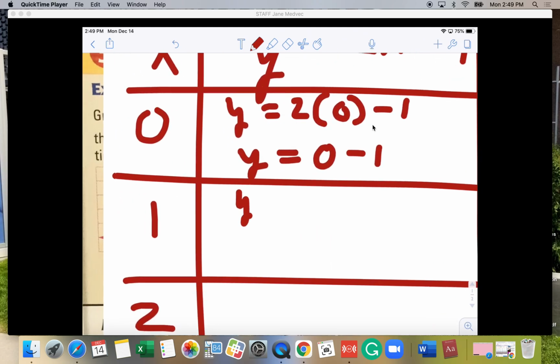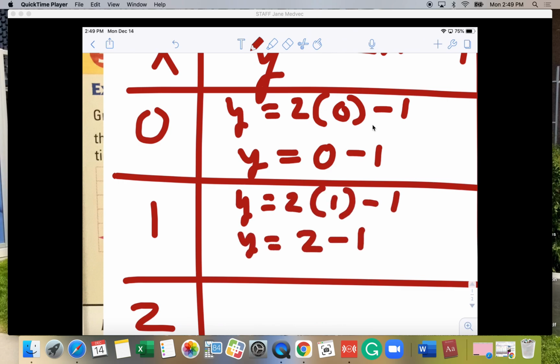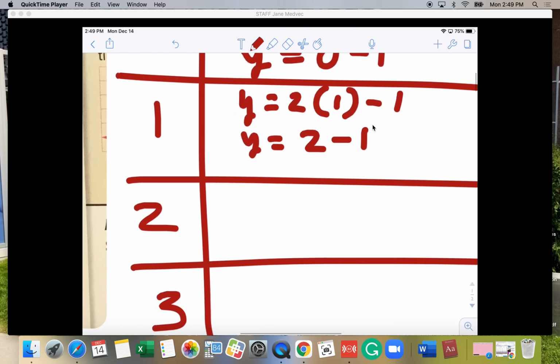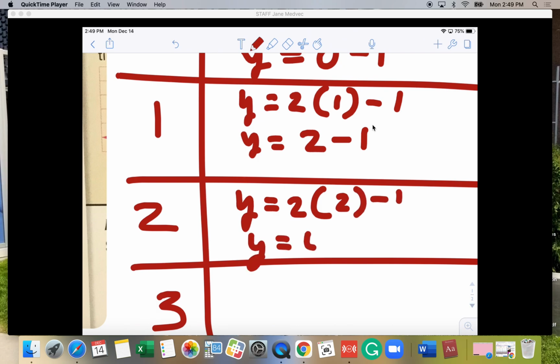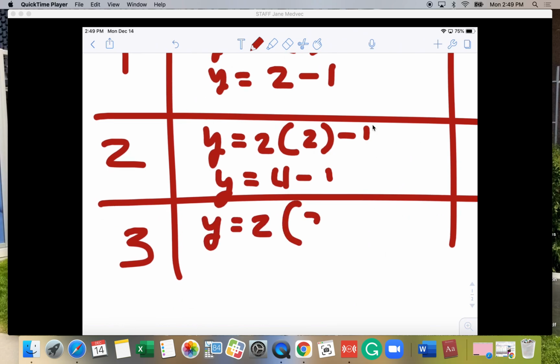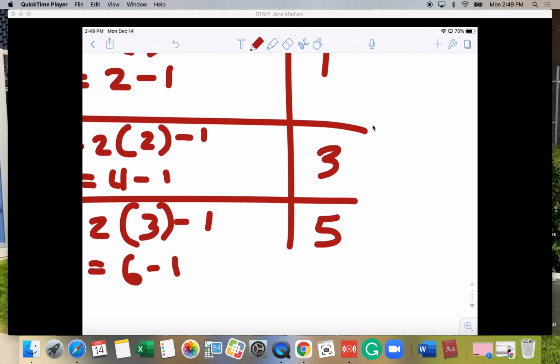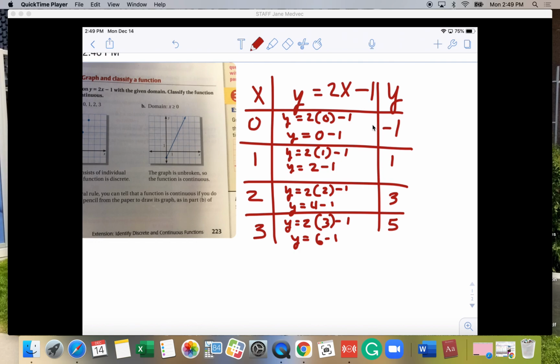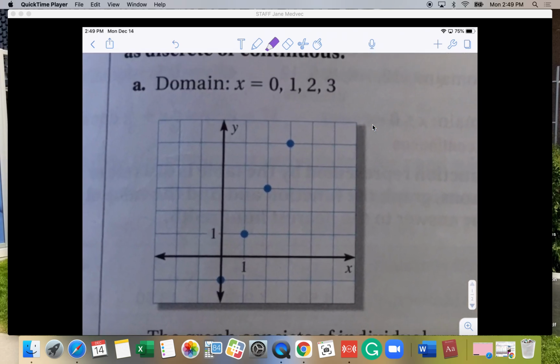I went ahead and did 2 times 1. I get 2 minus 1, so I end up with 1. Keep going, and end up with 5, okay? So what they did was they took the ordered pairs 0, negative 1, 1, positive 1, 2, 3, and 3, 5. And they graphed it into this graph.